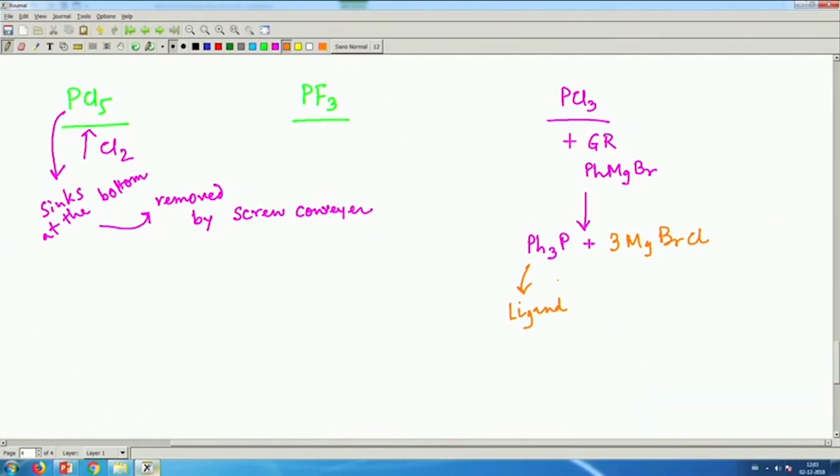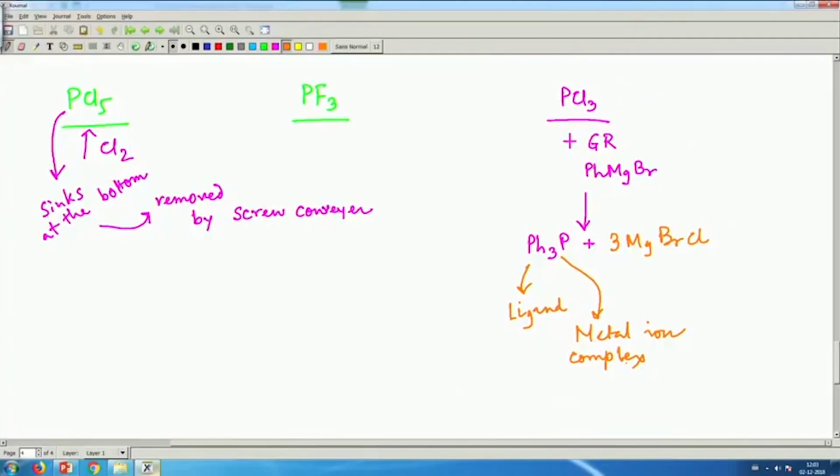because when this is your ligand, we can get the corresponding metal ion complex from there. All these things, along with making PCl5 and PF3, we will come back to again. We'll consider which ones will be useful ligands, because we intend to make some useful catalysts based on these phosphorus-based ligands.